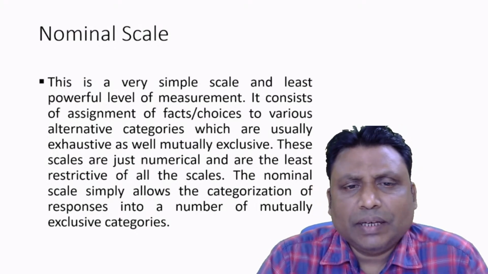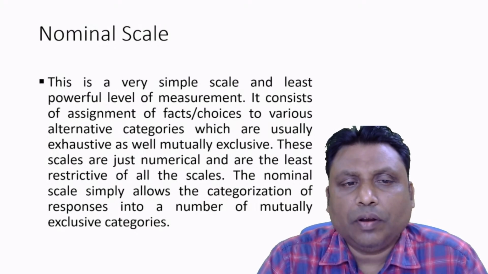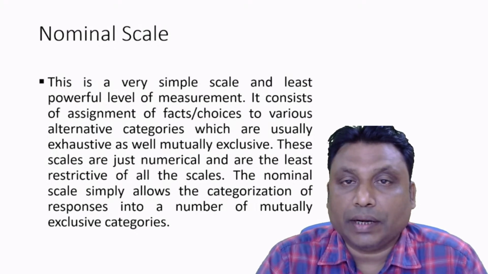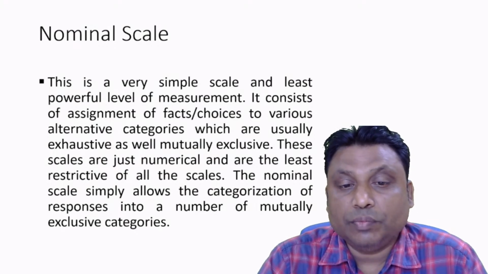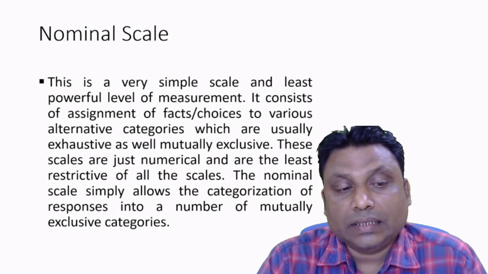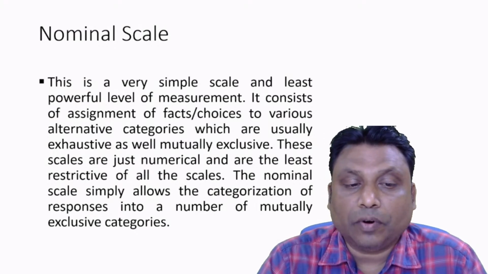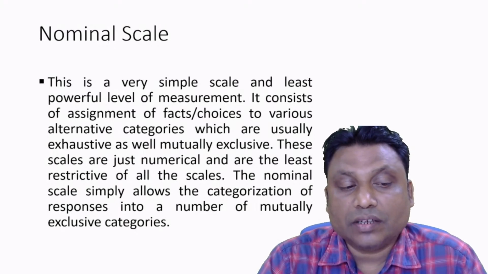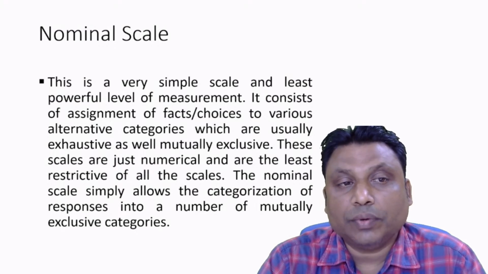The nominal scale is a very simple scale and the least powerful level of measurement. It consists of assignment of facts or choices to various alternative categories, which are usually exhaustive as well as mutually exclusive. These scales are just numerical and are the least restrictive of all the scales. The nominal scale simply allows the categorization of responses into a number of mutually exclusive categories.